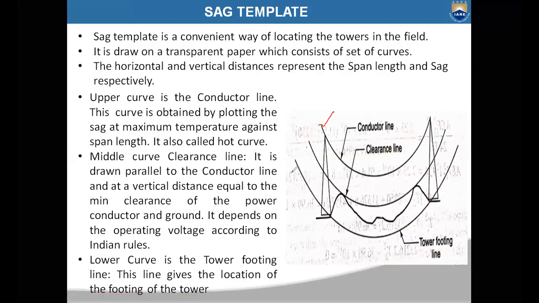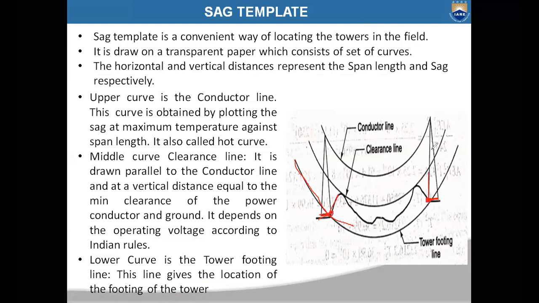So now this curve is touching. This tower footing line is touching your profile at this point. So you have to place the tower at this place. So wherever this tower footing line is touching your profile, at such places you have to construct the tower.